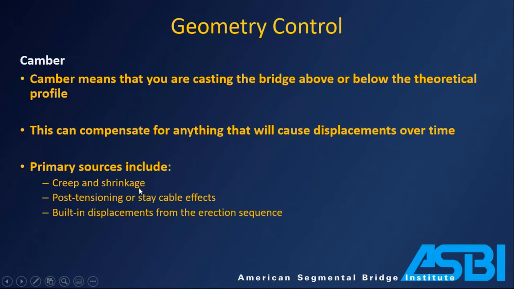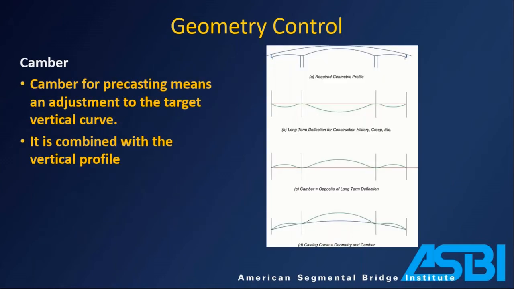A related but different topic is camber. So camber and geometry control are a bit different. Camber means that you are casting at a different place than the alignment. You may have an alignment curve that is flat, but because you know there are going to be displacements between the time you build the bridge and the time you're done, that can be superimposed dead loads, paving, it can be creep and shrinkage, it can be the effects of post-tensioning. You compensate for those with a camber curve. So that's in addition to the alignment they're trying to cast.